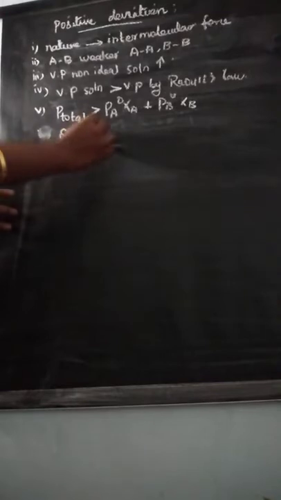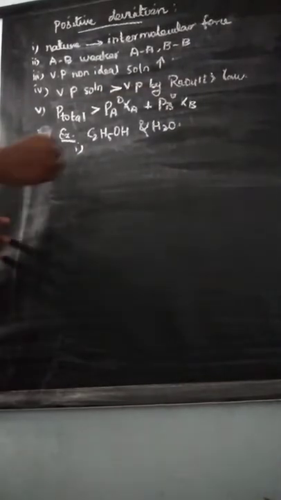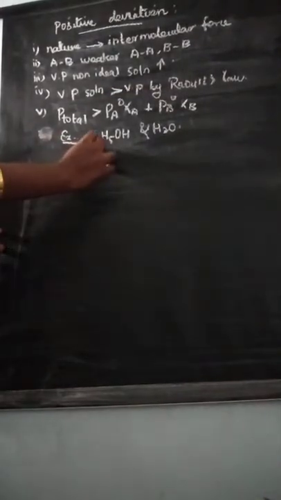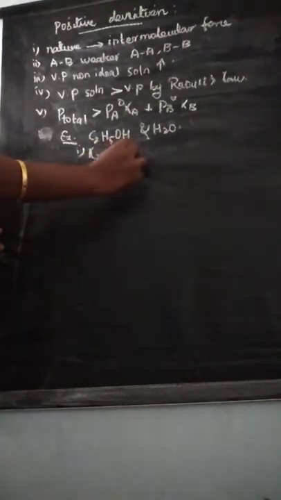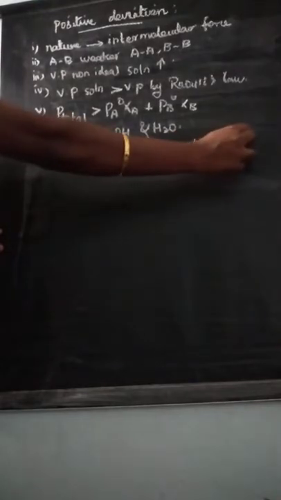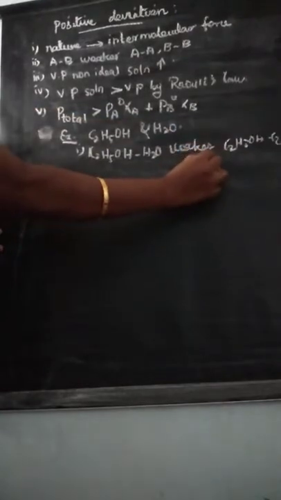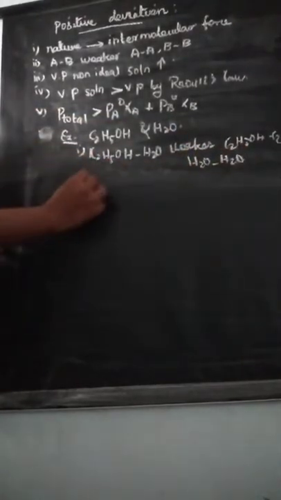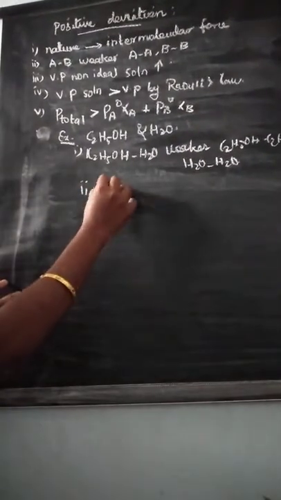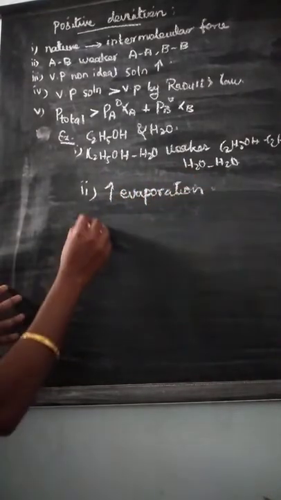We considered an example, ethyl alcohol and water. What points can we say there? First point, the intermolecular force of interaction of ethyl alcohol and water is weaker than the force of interaction of ethyl and water themselves. Second point, this results in increased evaporation.